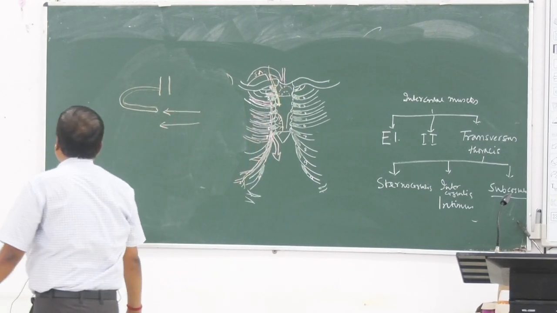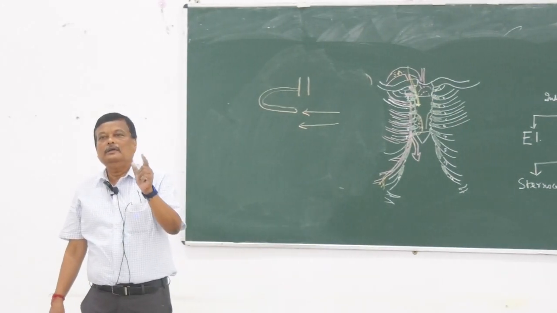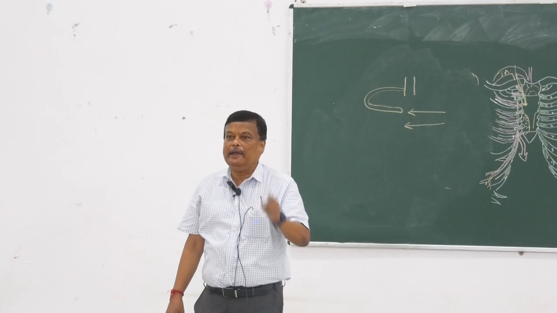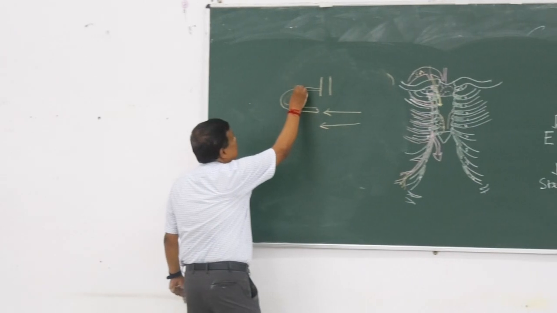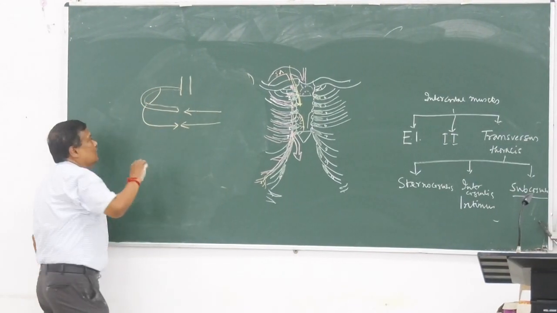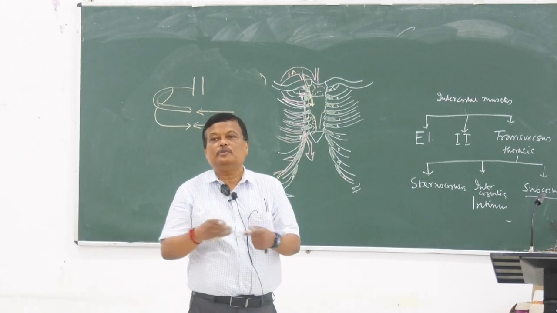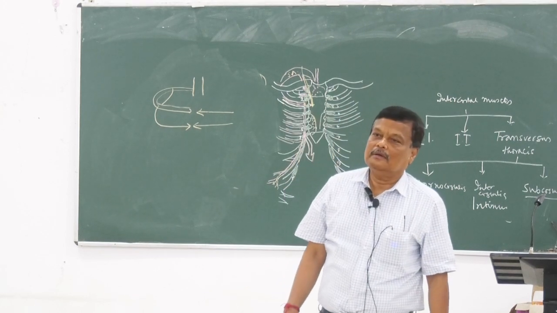This posterior intercostal artery though is one, but near the angle of the rib, near the posterior angle of the rib, it gives a collateral branch, and this collateral branch anastomosis with the lower anterior intercostal artery.